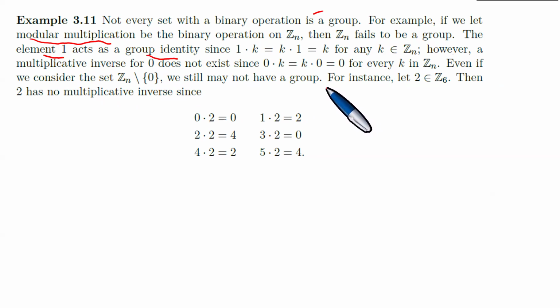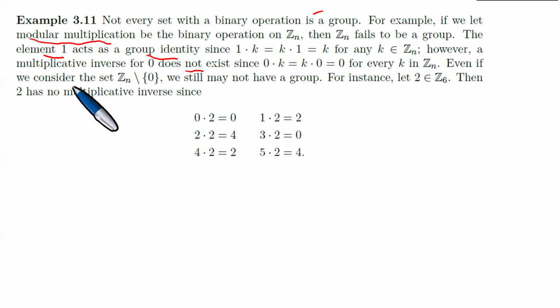We continue. However, a multiplicative inverse of 0 does not exist. This is the reasoning by the author of the book. So the multiplicative inverse of 0 does not exist. Why? Since if you multiply 0 by any number k, 0 times k is k times 0, which is 0 for every k in Zn.